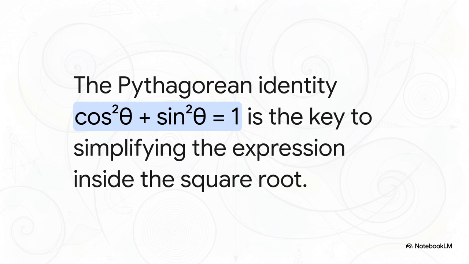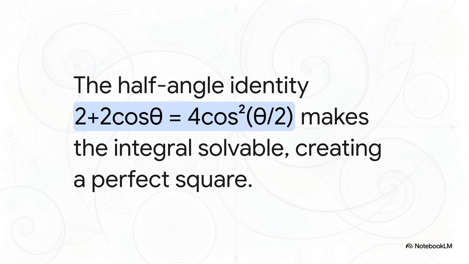Now look closely. We've got a cos squared theta and a sine squared theta hanging out together. And this is where our old friend, the Pythagorean identity, swoops in to save the day. That pair just becomes a simple 1, and suddenly our expression is looking a whole lot friendlier. But hold on, we're not quite out of the woods yet. We're left with the square root of 2 plus 2 cos theta.